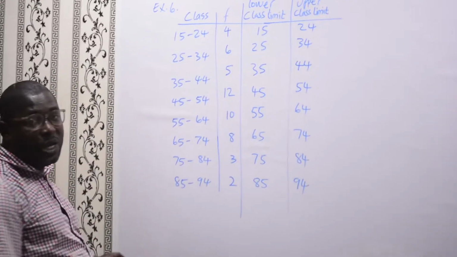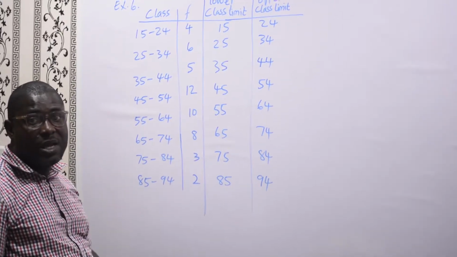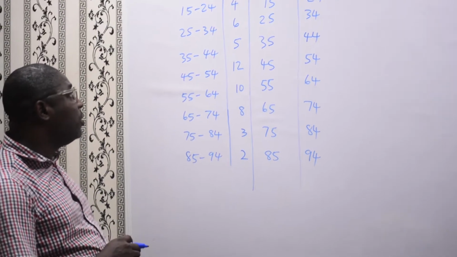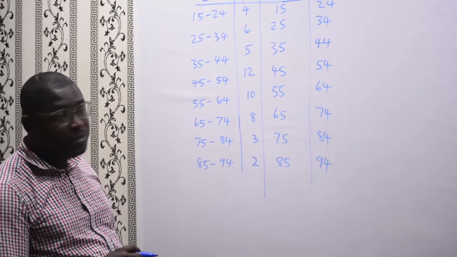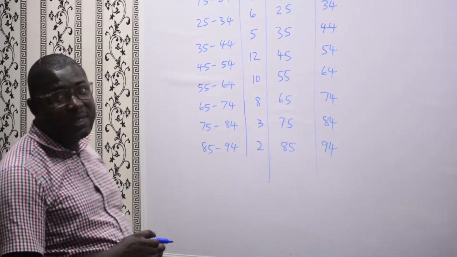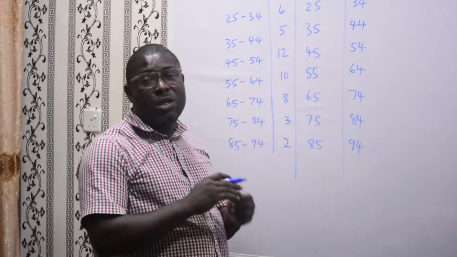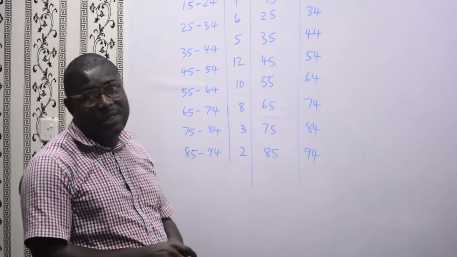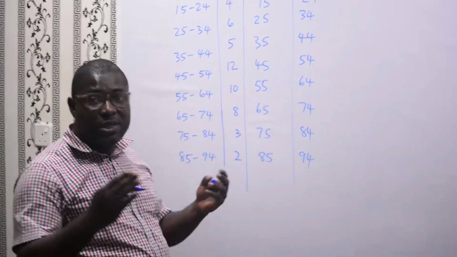And now you understand what we mean by upper class limit and the lower class limit. But what do we call the class size? It's what we call class size. Class size refers to the total number of elements in each class.